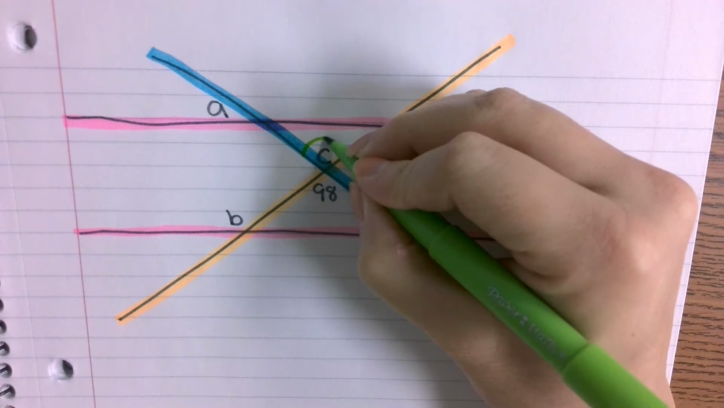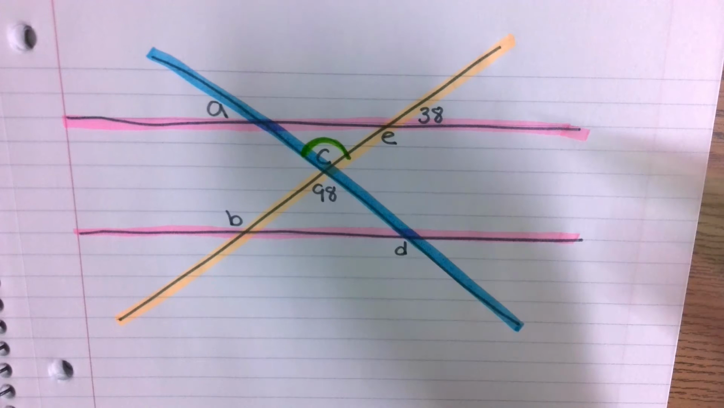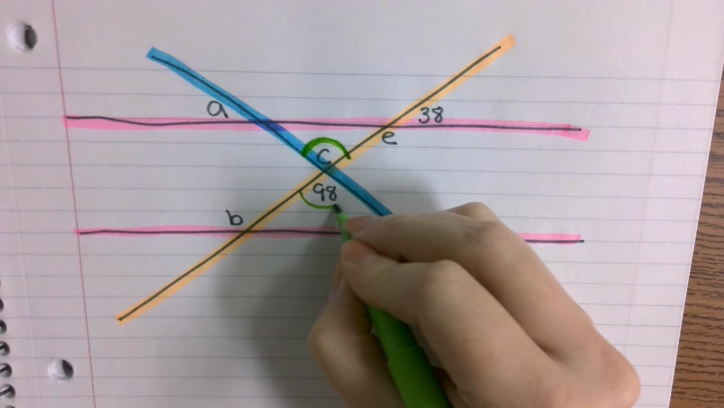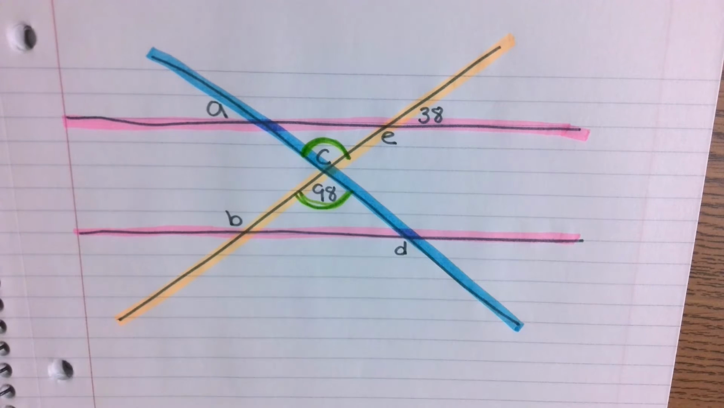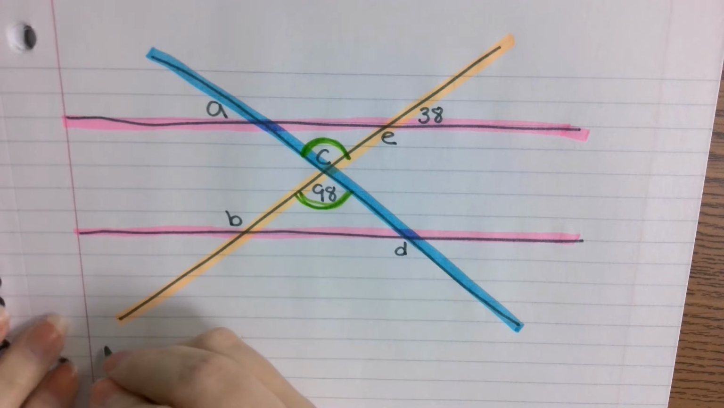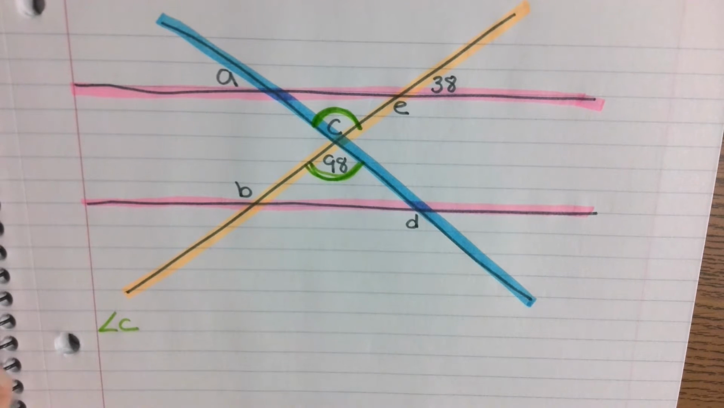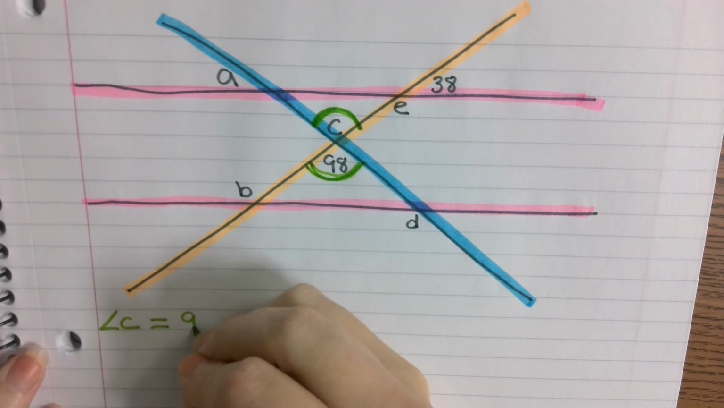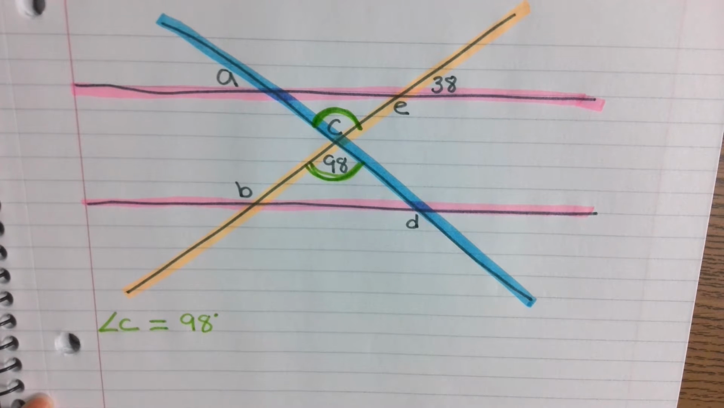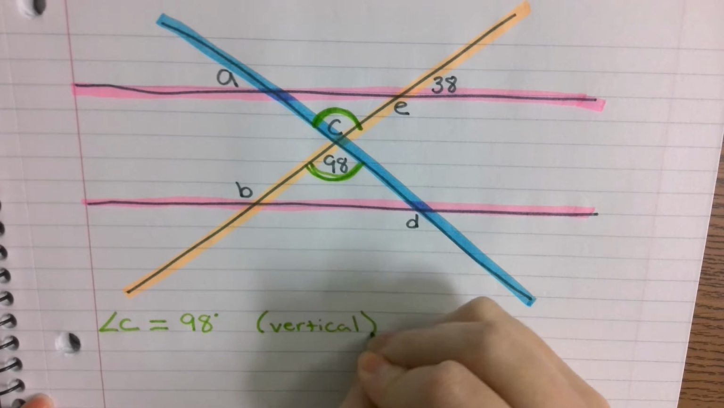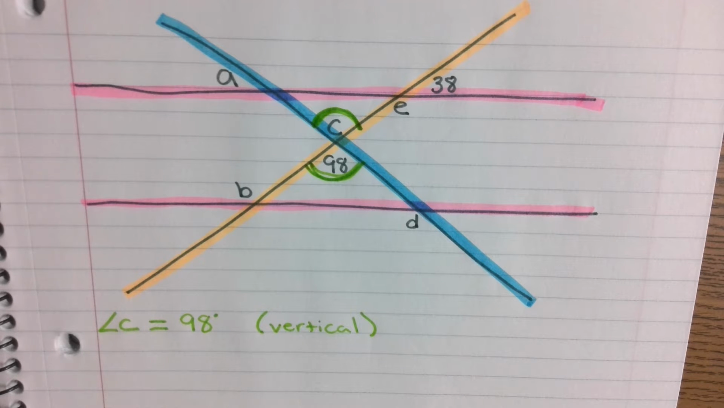So angle C, located right here, is vertical to angle 98 degrees. So I'm going to make a note of that right down here. Angle C is going to be equal to 98 degrees. And I'm going to put in parentheses that it's because of a vertical relationship. The relationship is vertical, and because of that relationship, they are congruent to each other. They are equal to each other.